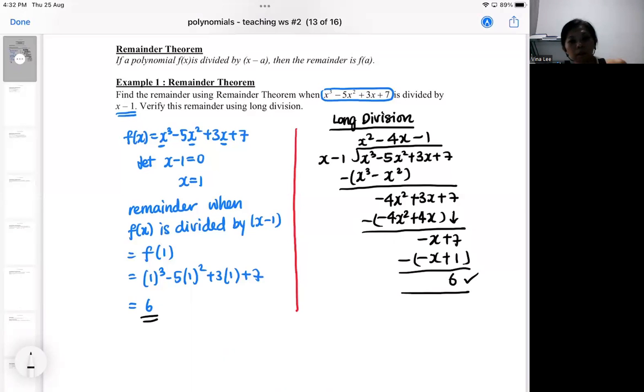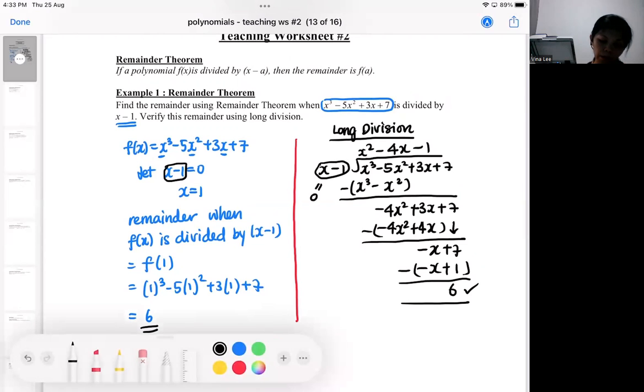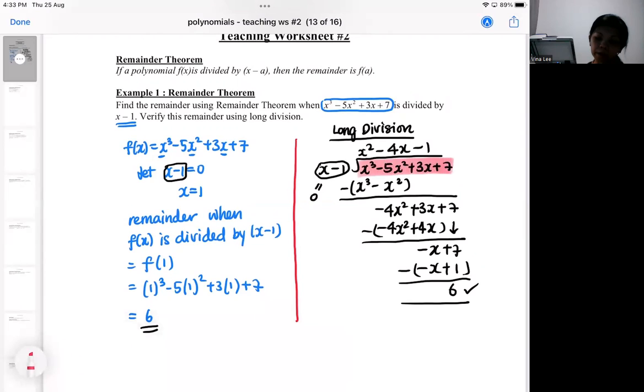The remainder that you get from the remainder theorem and the long division should match. If you look at the steps, which one is easier? The remainder theorem is easier. Find the x from the divisor, so this divisor equals 0, and then this whole thing is your f(x).